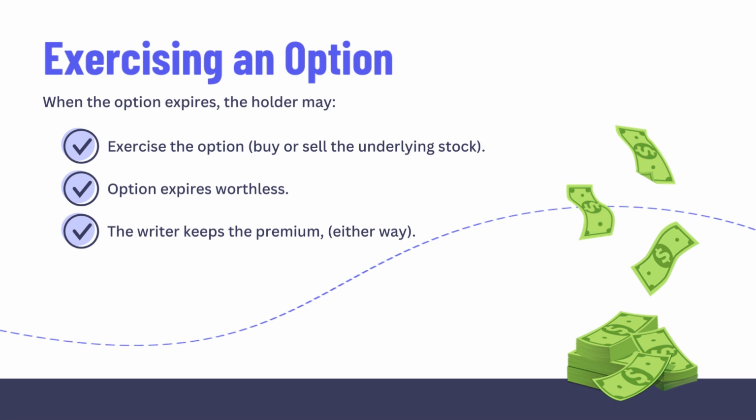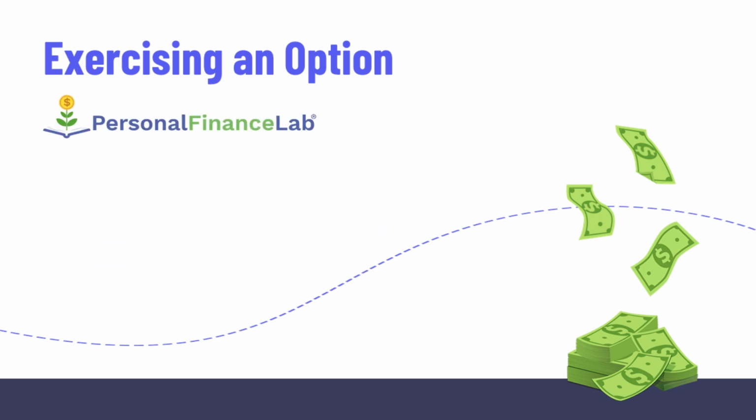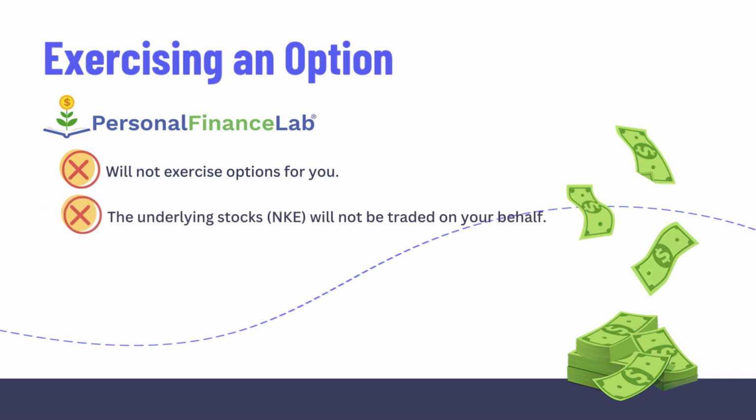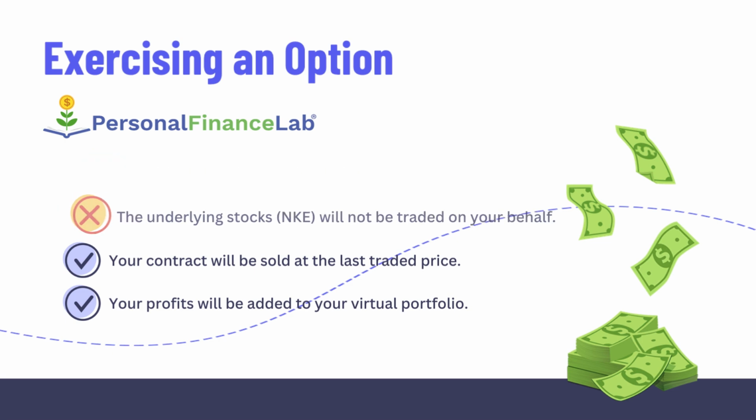The reality is that most options are not exercised, but rather just sold back at the current market price during the expiration week. On PersonalFinanceLab, if you do not exercise an option by the expiration date, it will not be exercised for you, meaning the platform will not buy or sell the underlying stocks on your behalf. Instead, your contract will be sold at the last traded price, with any profits automatically added to your virtual portfolio.